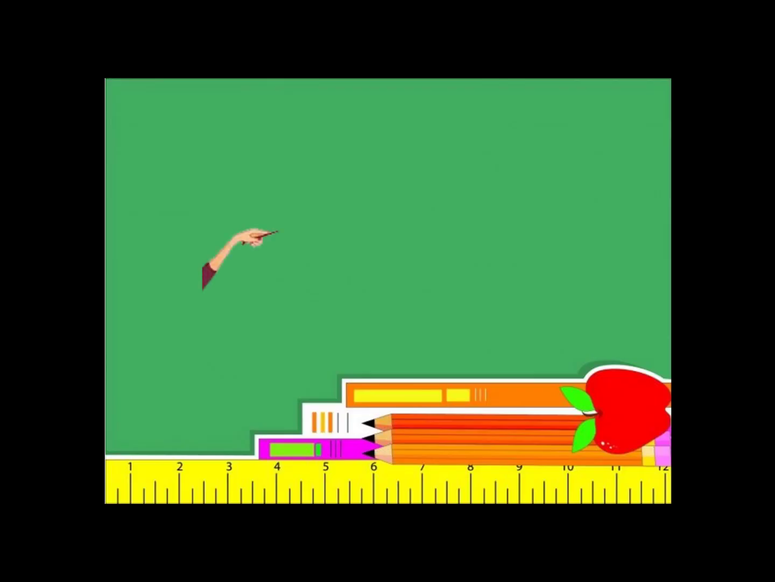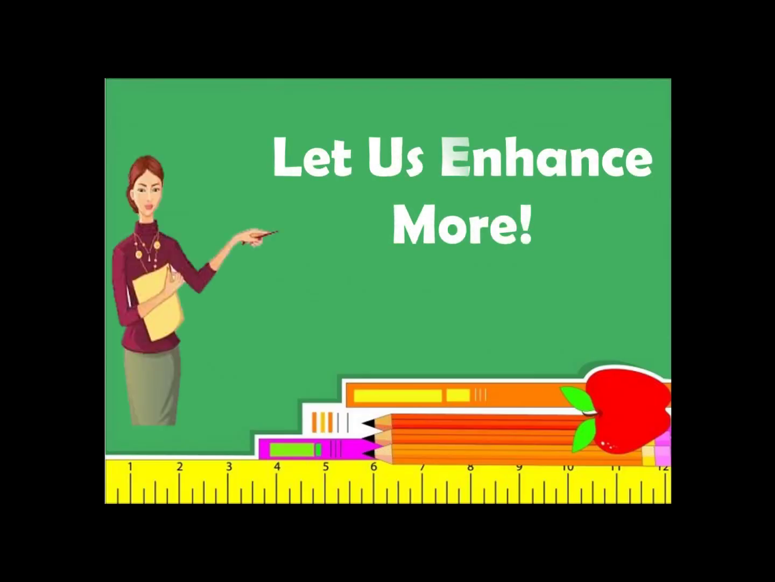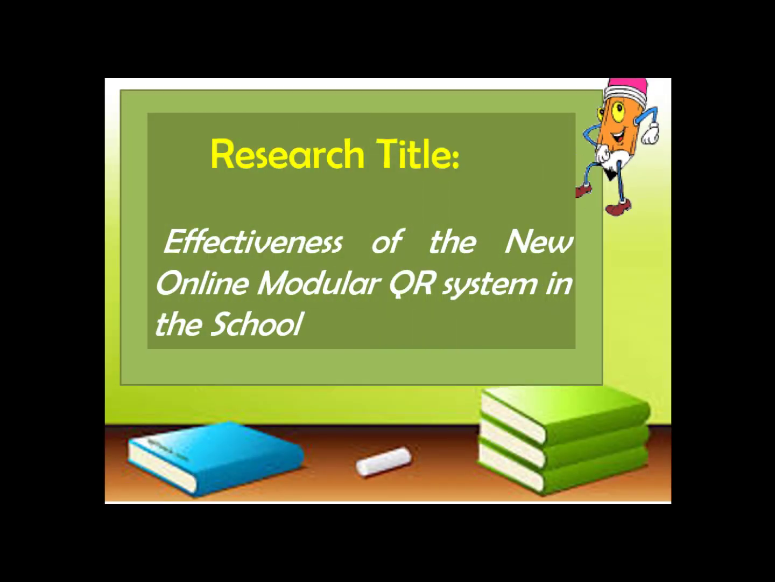As a concluding task to add on your thought of work in this lesson, kindly ponder this research. Study the given research title, Effectiveness of the New Online Modular QR System in the School, and imagine that it will be doing the research. What will be the scope and the limitation of this research as you see it? I hope to gain your insights in the next session we'll have.